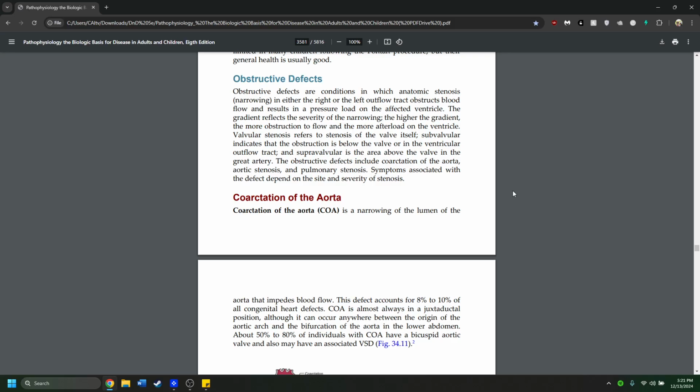Valvular stenosis refers to stenosis of the valve itself. Subvalvular indicates that the obstruction is below the valve, or in the ventricular outflow tract. Supravalvular is the area above the valve, in the great artery. The obstructive defects include coarctation of the aorta, aortic stenosis, and pulmonary stenosis. Symptoms associated with the defect depend on the site and severity of stenosis.